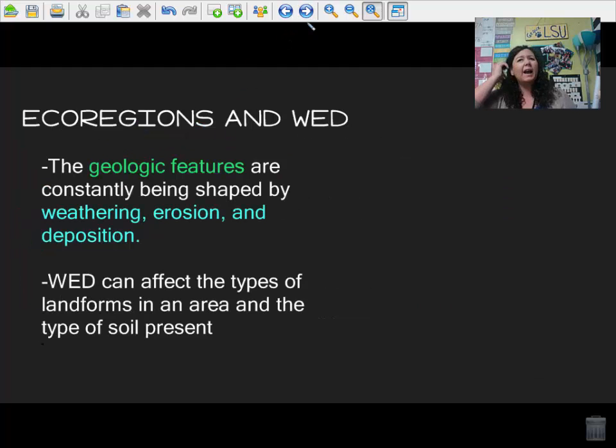So how does WED play into these ecoregions? We know WED stands for weathering, breaking down, erosion, moving all those sediments away, and then deposition, when all the sediments drop off in a new place. The geological features, the physical features of the land, are constantly being shaped by the WED processes. They've been shaped in the past, they're being shaped now, they'll continue to be shaped in the future. These WED processes can affect the types of landforms that you're going to find in the area, as well as the type of soil. That's going to play a big factor in determining these ecoregions.